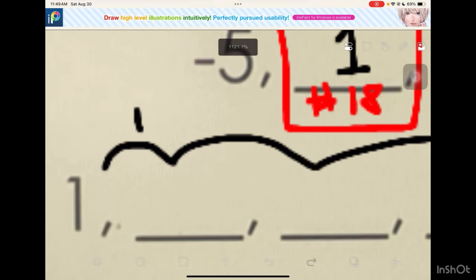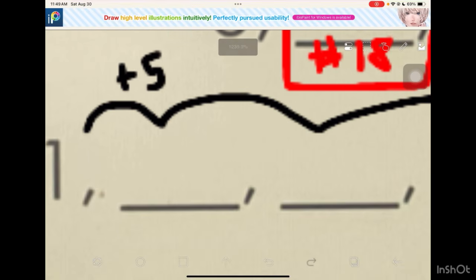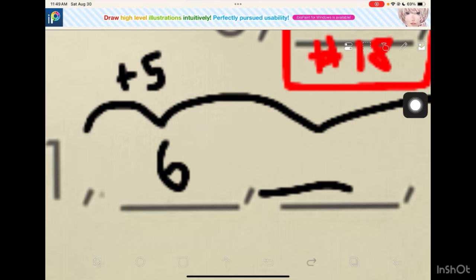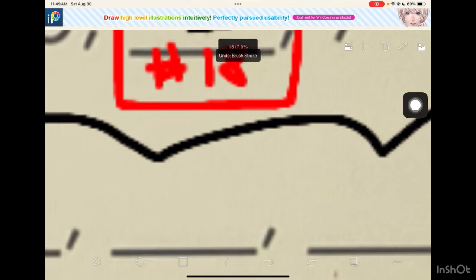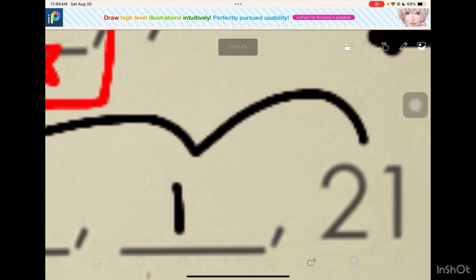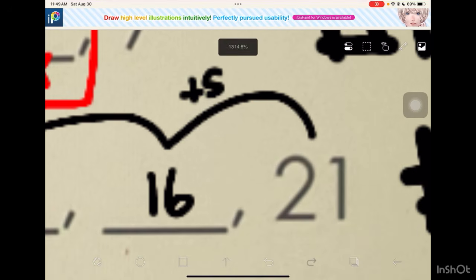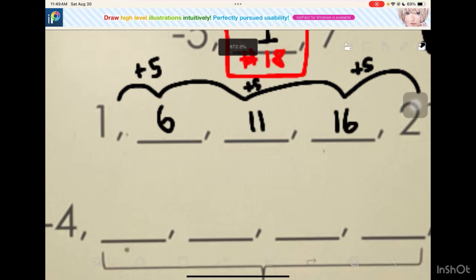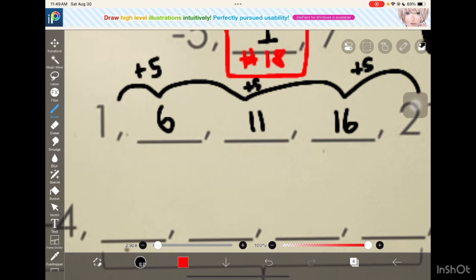So we do plus 5 here. 1 plus 5, 6. 6 plus 5 is equal to 11. 11 plus 5 is equal to 16. And 16 plus 5 is indeed 21. So this is our correct answer for number 19.